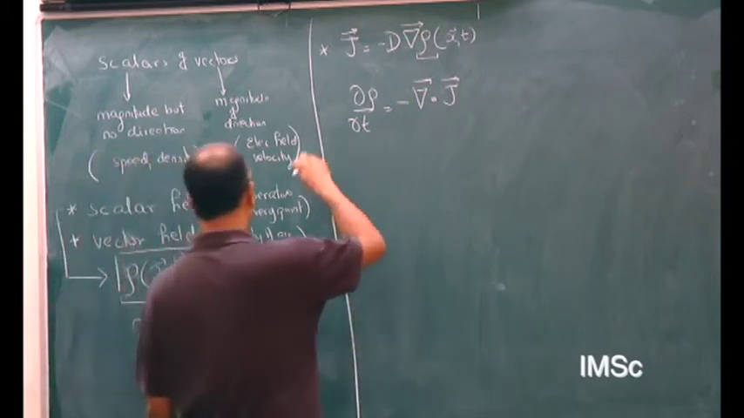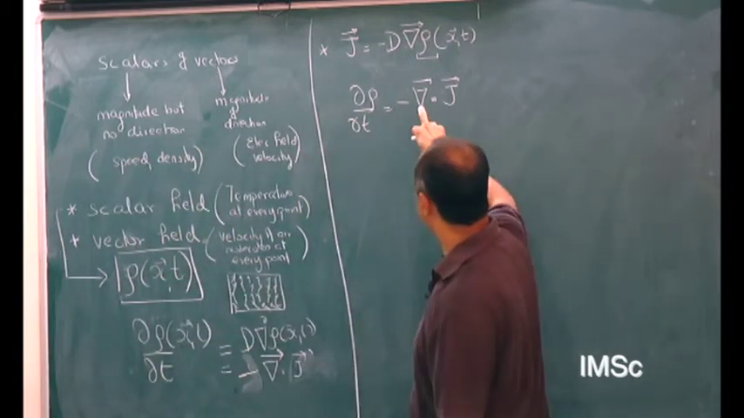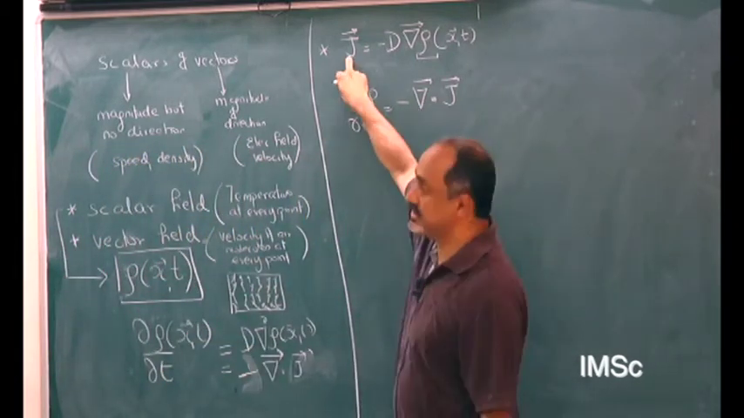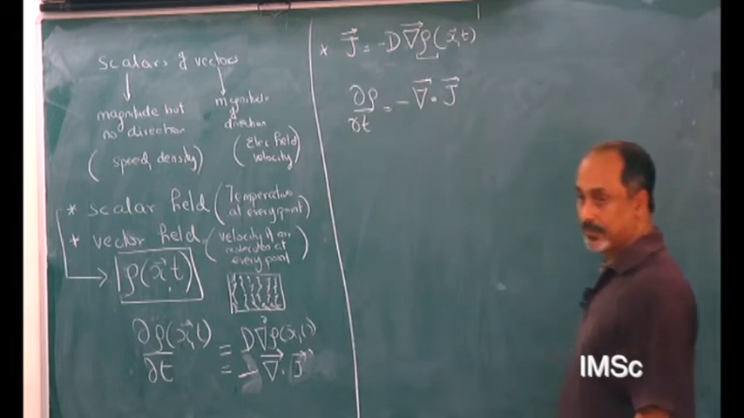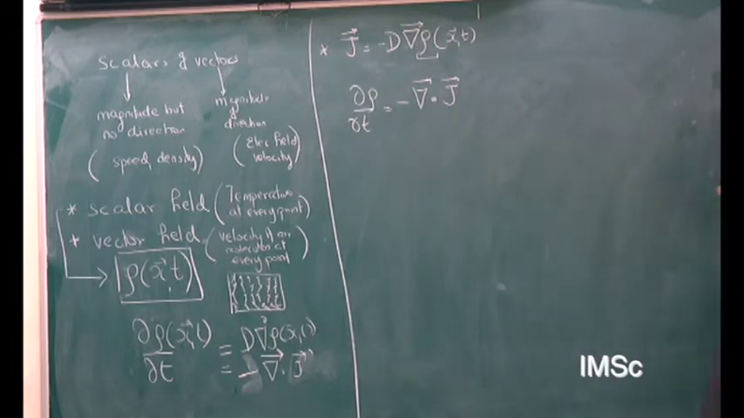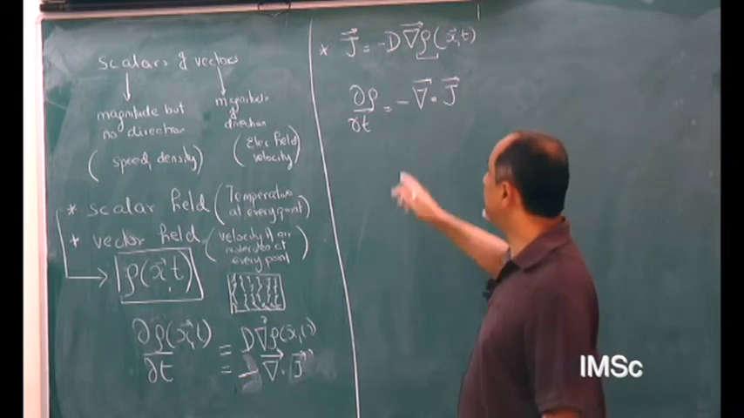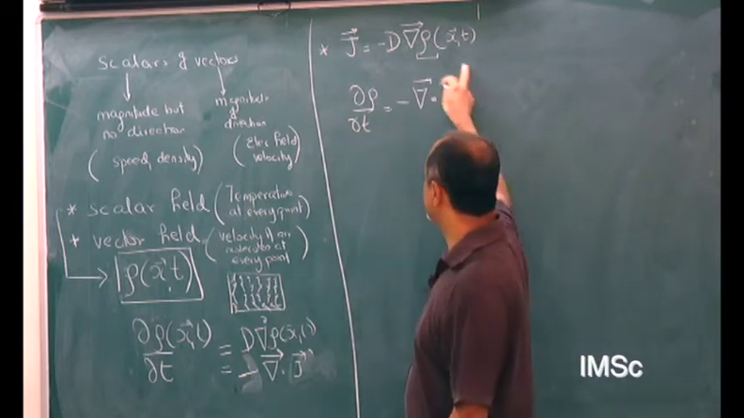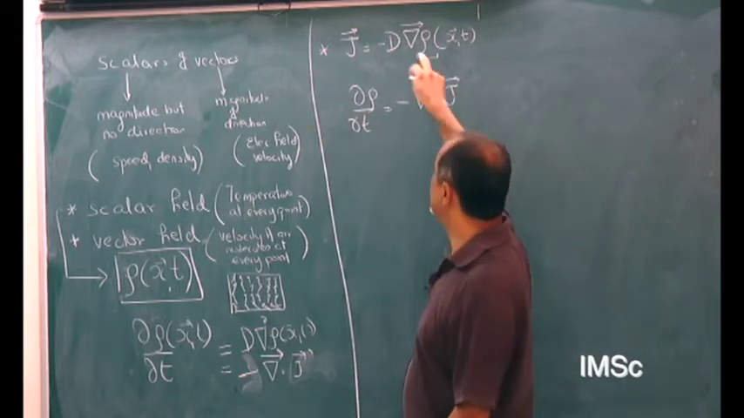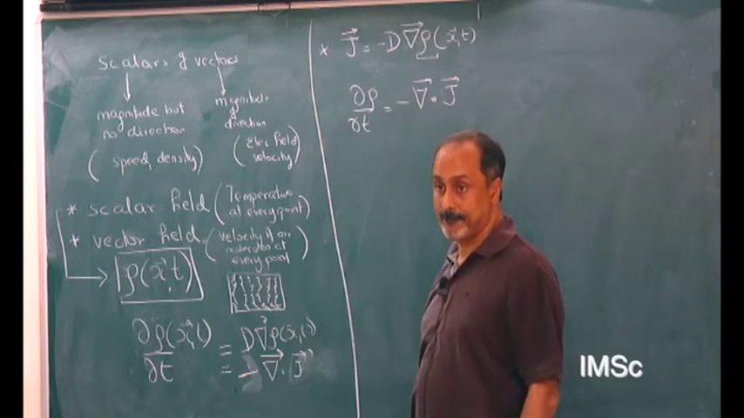So now I can write this original equation in terms of del dot j, where j is defined here. I've just split up this equation into two parts. One is the part that says delta rho by delta t is minus del dot j, and then I must give you the definition of j. Okay.